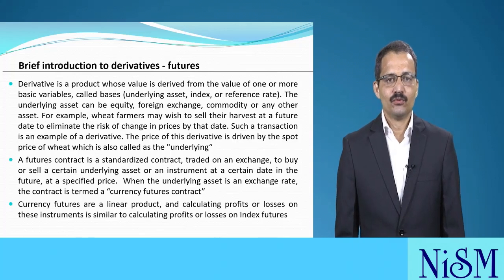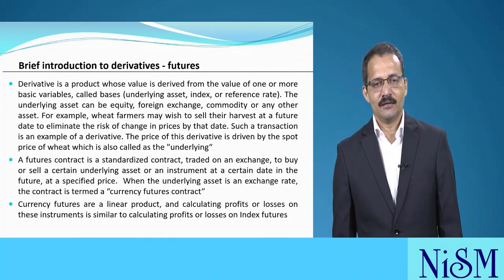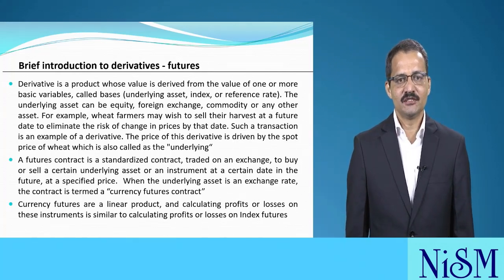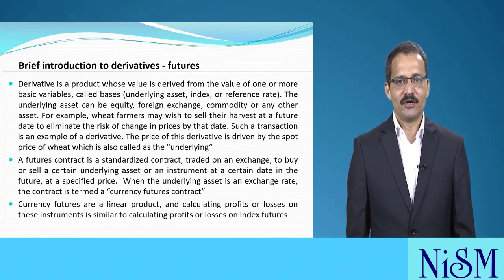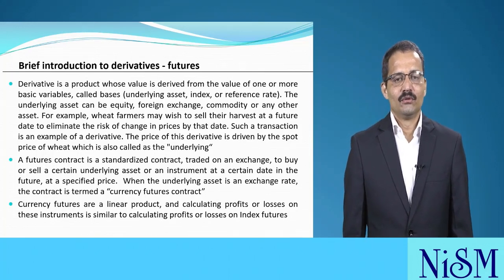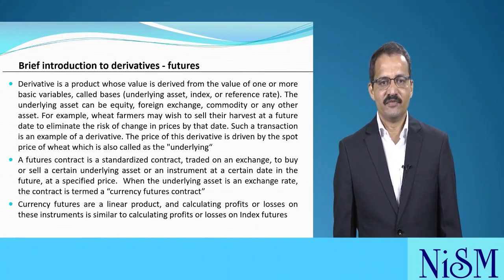Now we will move to the derivatives market, mainly focusing on futures. You know that derivative means you are deriving the value of any product from one or more basic variables. This basic variable is called the underlying or underlying asset. You can have an underlying asset as equity, index, foreign exchange, commodity, realty, any asset. We will simplify this with an example.